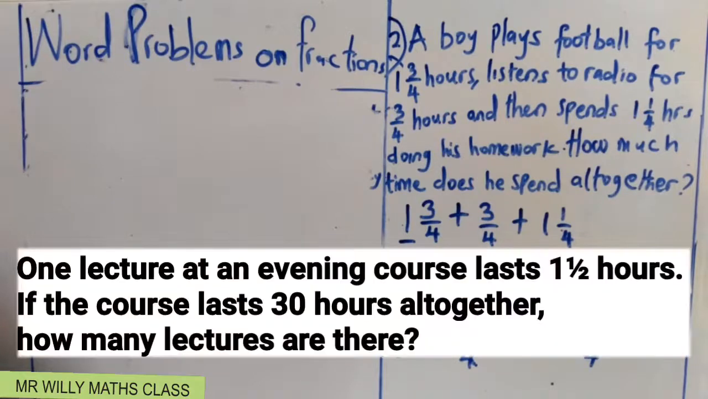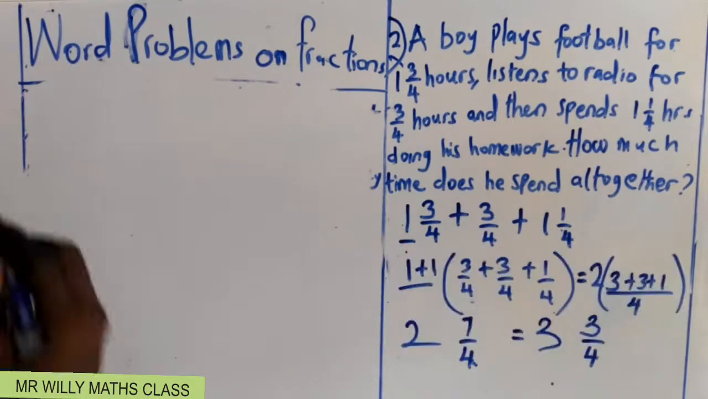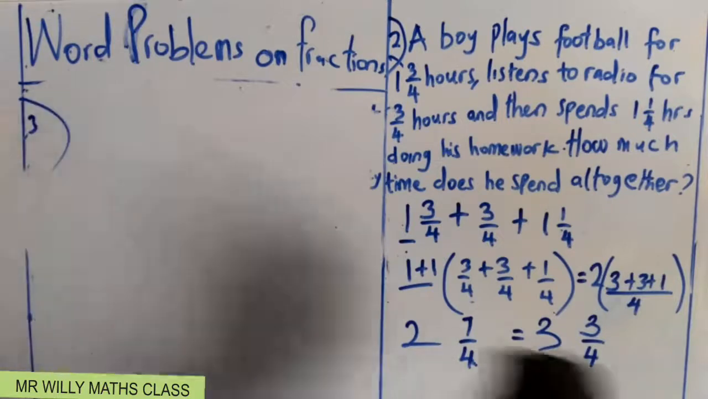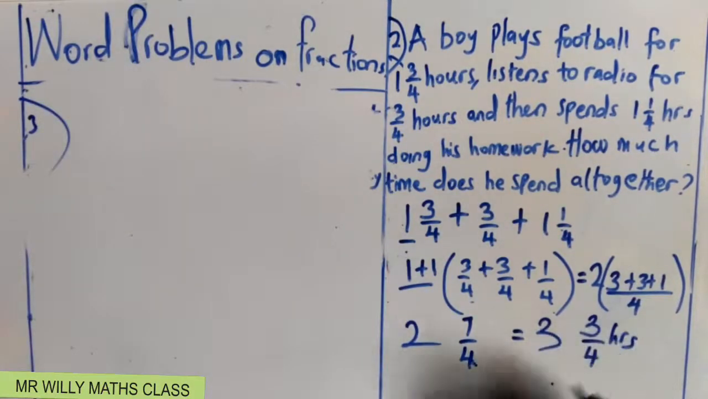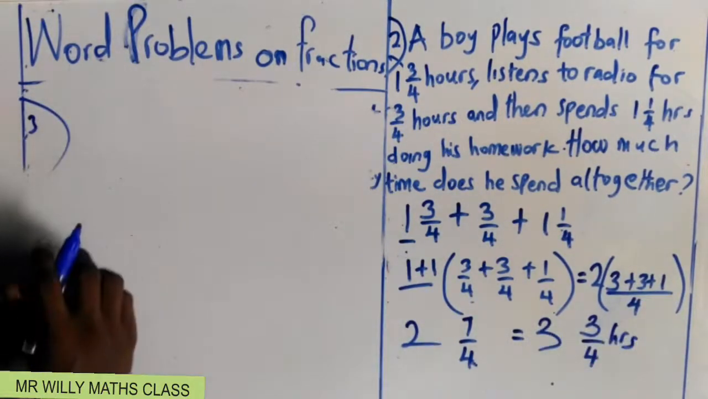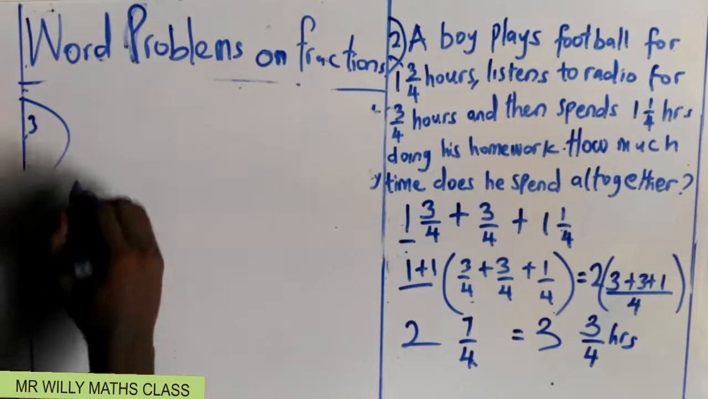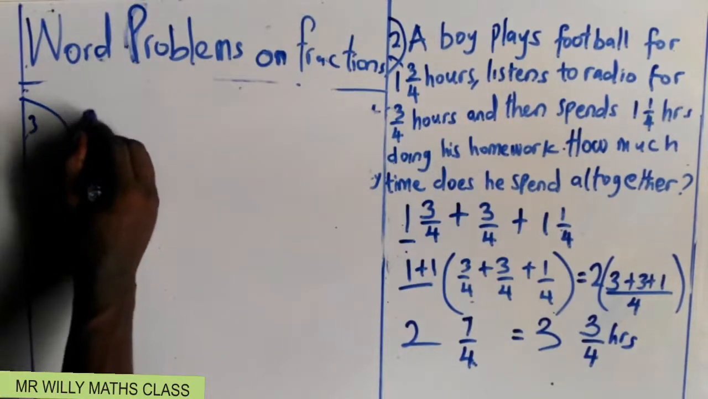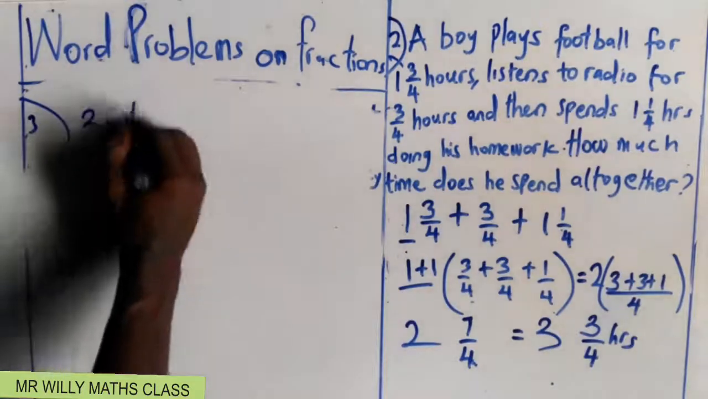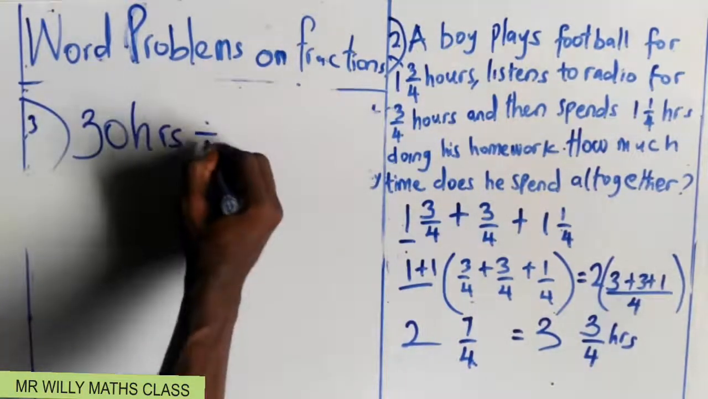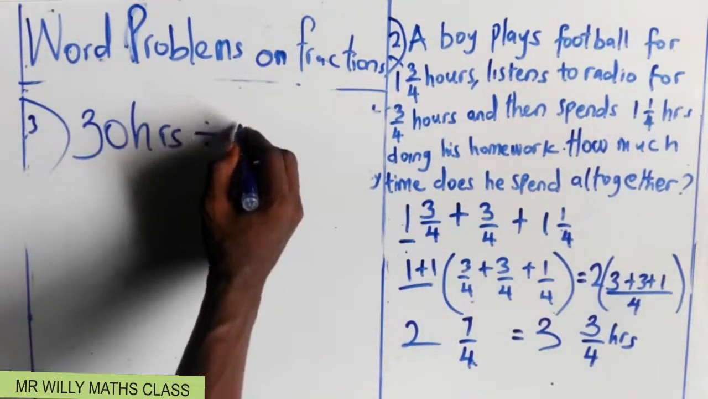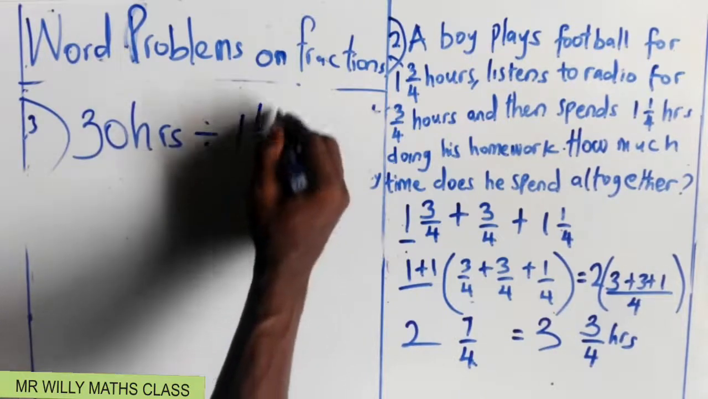So in order for us to get the number of lectures, you know that a lecture goes for 1.5 hours. We're just going to use that 1.5 hours to divide the 30 hours. So example 3 will be what? This is supposed to be hours. That will be 30 hours divided by 1 and 1 over 2 hours.